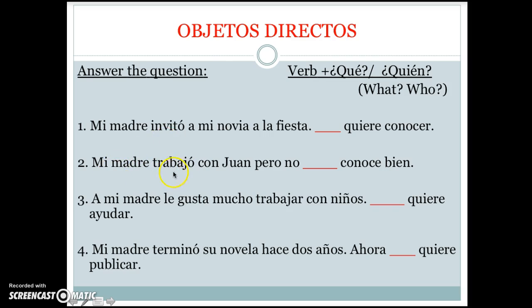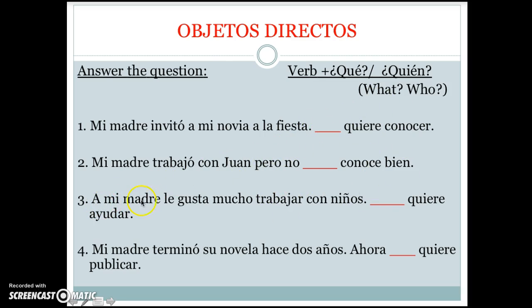Mi madre trabajó con Juan, pero no blank conoce bien. My mother worked with Juan, but she doesn't know who well. Well, who are we talking about? Juan is our direct object. She doesn't know him well. Which pronoun are we going to use? We're going to use the masculine singular direct object pronoun, which is lo.